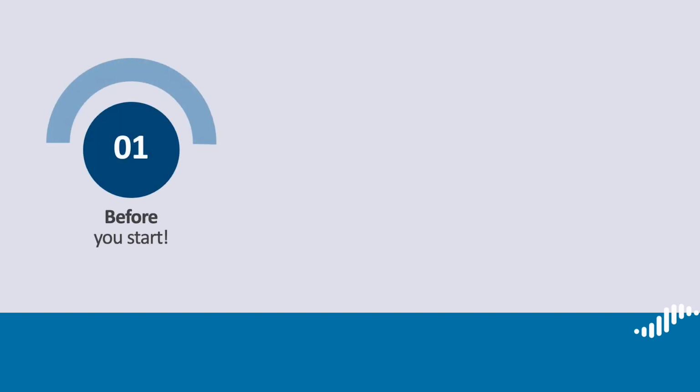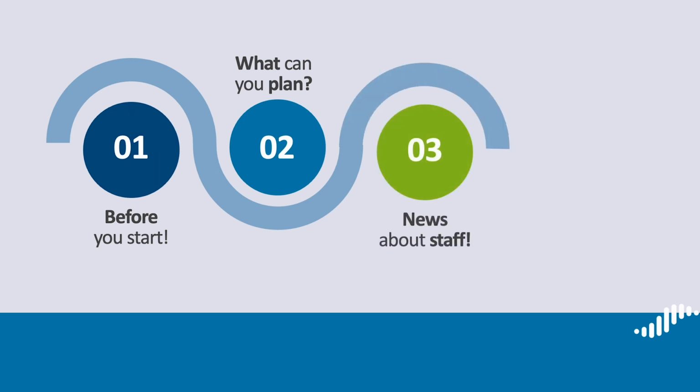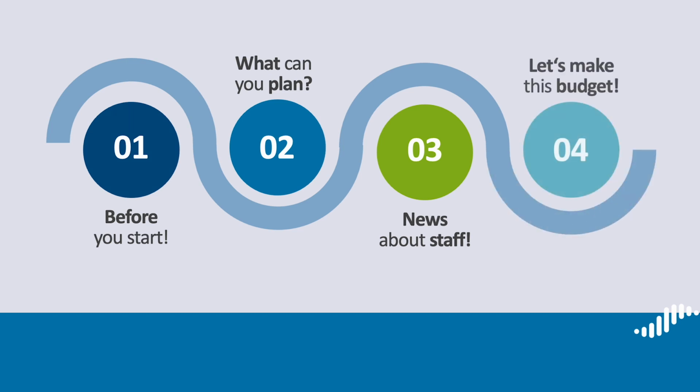In this tutorial, we will cover 4 main parts. First, I will explain to you the eligibility aspects you should consider before you start thinking about the project budget. Then you will learn which cost categories you can plan and how. Next, I will explain to you our new approach to the staff costs. And finally, we will jointly prepare the budget using a real example. We will go through all of these parts together.